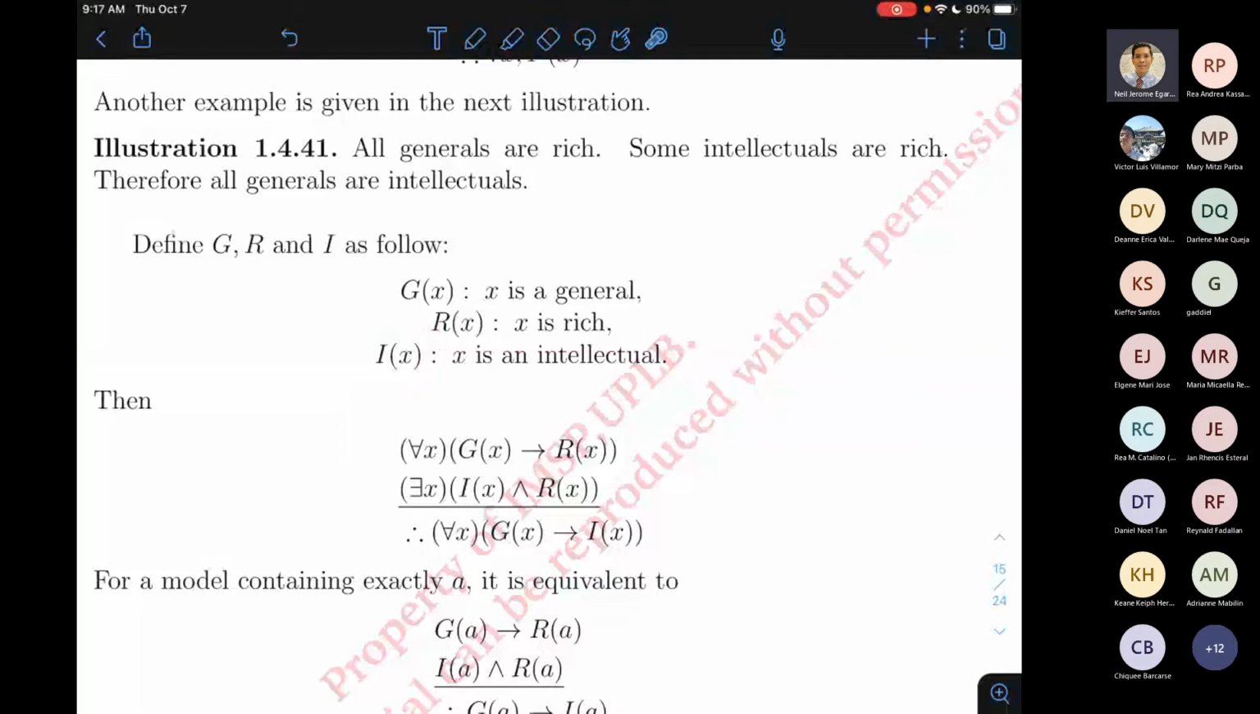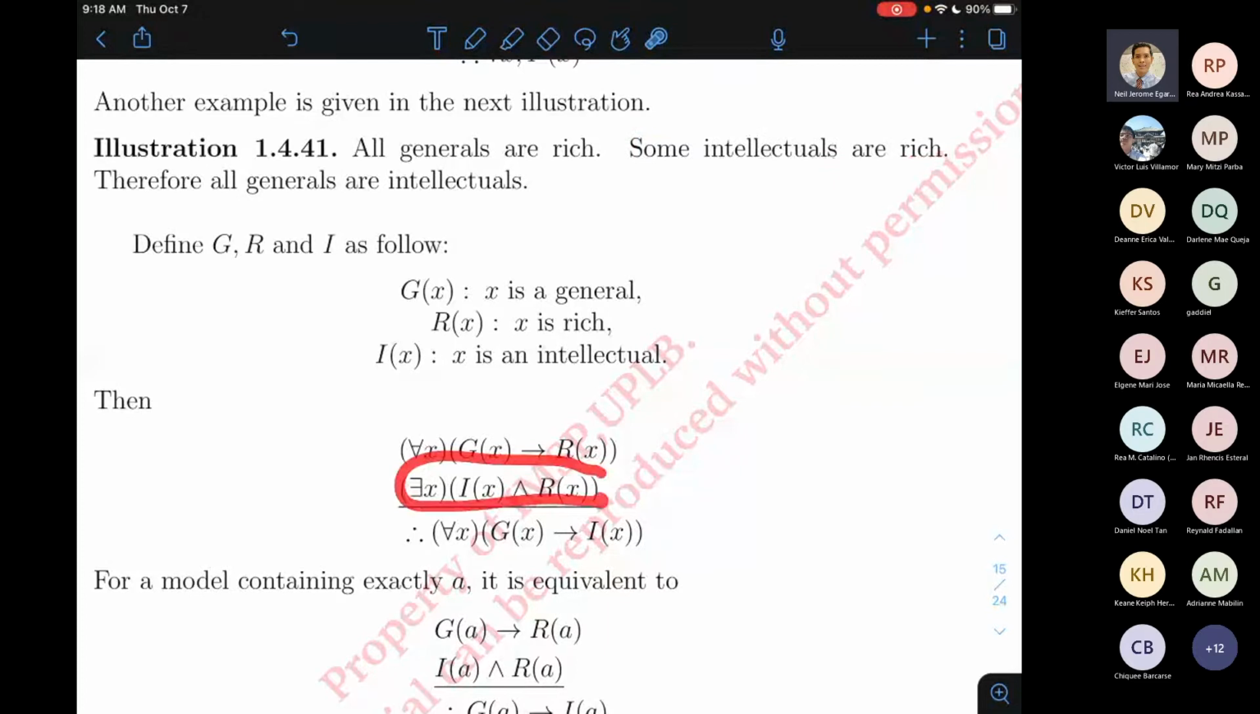Then, pag translate natin yan, all generals are rich. Therefore, if X is a person, being a general is sufficient to become rich. So kaya conditional, yung translation ng statement 1. And then some intellectuals are rich. So there exist some persons that are intellectual and rich at the same time.